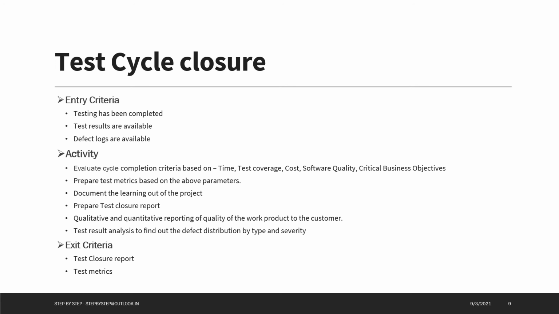Then qualitative and quantitative reporting of the quality of the work product to the customer. So we need to report everything to the customer, the quality and the quantitative reporting of the quality testing that happened in the phase. Test result analysis to find out the defect distribution by type and severity. So what kind of severity the defects had during the testing life cycle. That is also important to analyze, and that should be included in the test cycle closure report. So what will be the exit criteria, or deliverables, out of this test cycle closure phase? That will be the test closure report and the test metrics. We need to send it out.